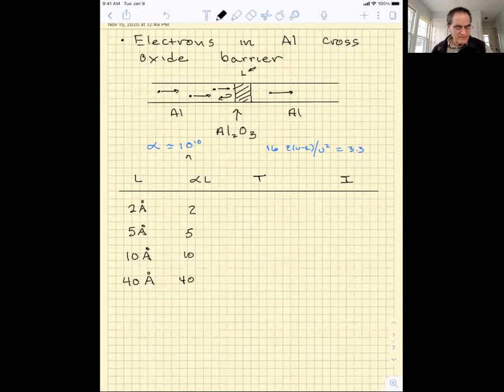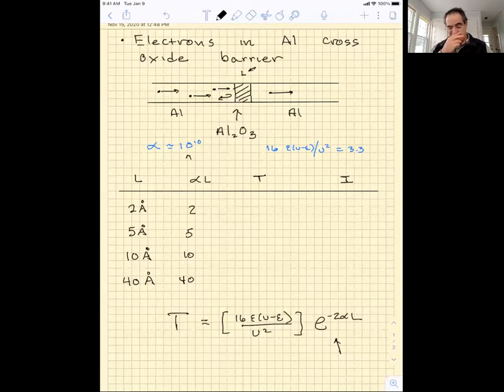So for each of these, all we have to do is to do the calculation using the tunneling formula we wrote down a moment ago. Let me just bring that up again. Okay, there we are. So here, let's go through the first value together. If alpha L is equal to 2, then in this expression, the exponential factor is e to the minus 2 times 2, e to the minus 4.